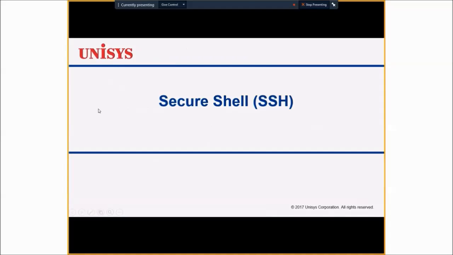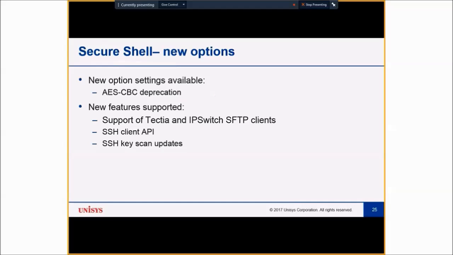So let's go with Secure Shell. Secure Shell is another way of making a secure connection to remote systems for file transfers. And these are the features that we have in the 18.0 release for SSH, one such being AES-CBC based ciphers, and we have key scan updates, client APIs, and other support for SFTP connections.